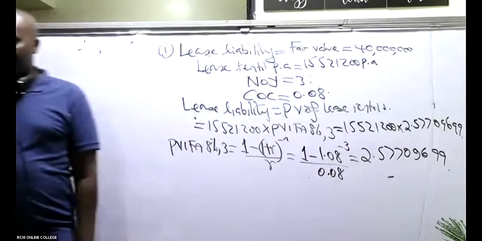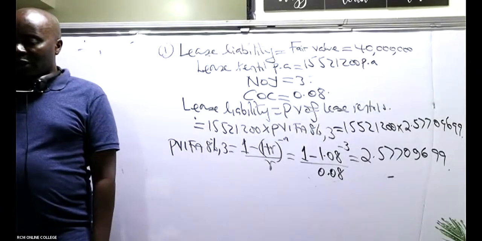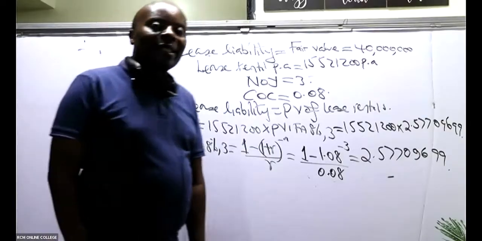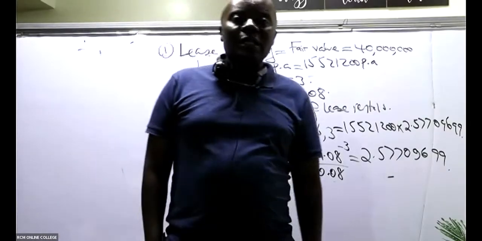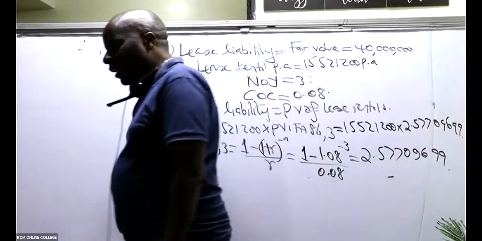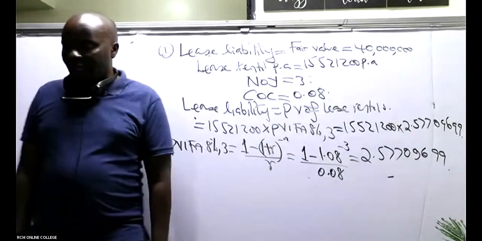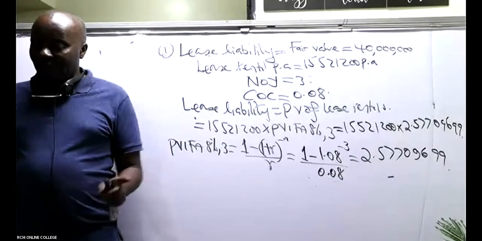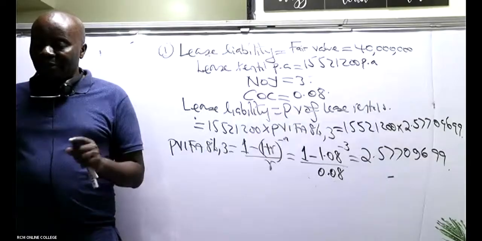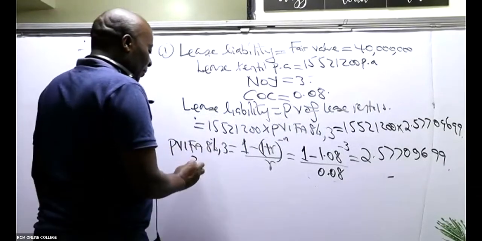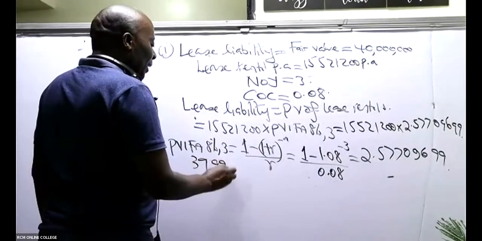It's going to be very close to that 40 million, which confirms that whenever the fair value of an asset is given, then that automatically will be the lease liability. So you're getting 39,900,000 and something like that.